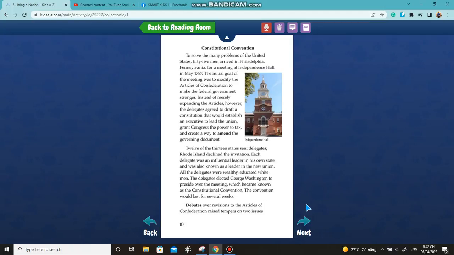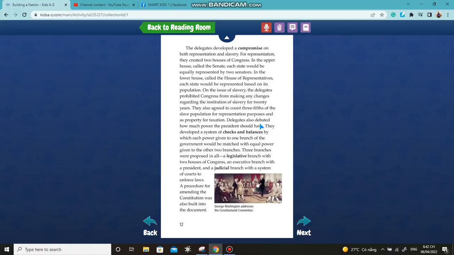Debates over revision to the Articles of Confederation raised tempers on two issues. The delegates developed a compromise on both, representatives.